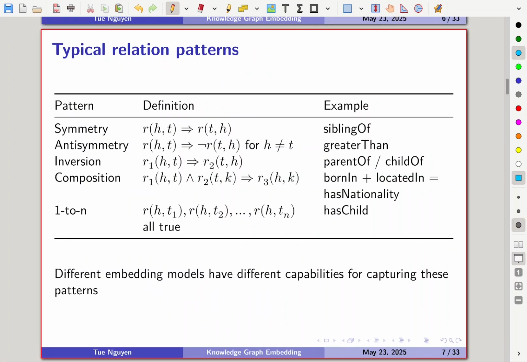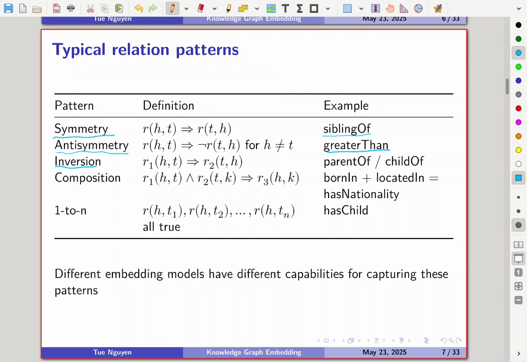So there are several relation patterns we want to capture. Here are the 5 most typical patterns. The first one is symmetry. For example, sibling of. So if head is a sibling of tail, it automatically implies that tail is a sibling of head. The second pattern is anti-symmetry. For example, greater than. So if head is greater than tail, it means that tail is not greater than head, provided that head is different from tail.